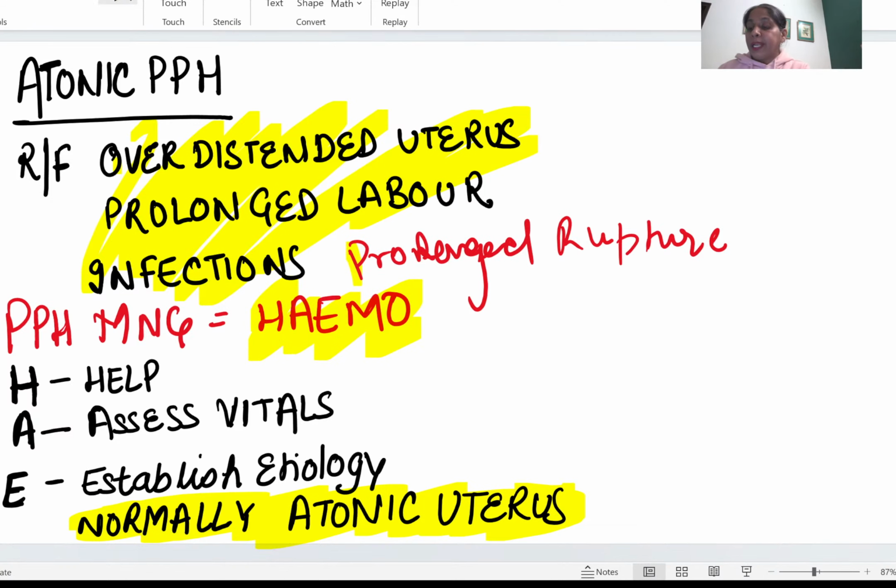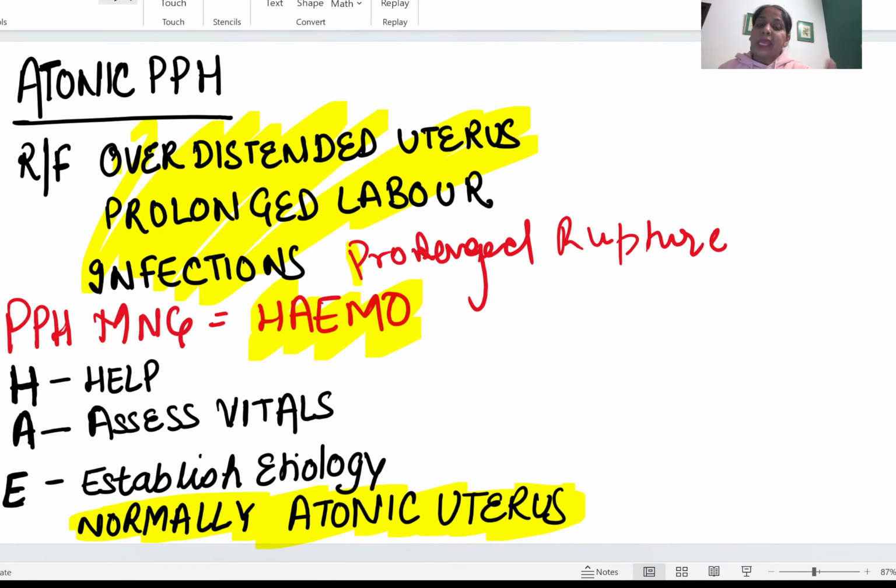H stands for help. We are going to call for help. Then A stands for assess the vitals. Sometimes the blood loss is too much and sometimes it is less. So we are going to assess the vitals and the real situation. We cannot say just by seeing whether the blood loss is moderate or severe. We assess the vitals and come to the situation.